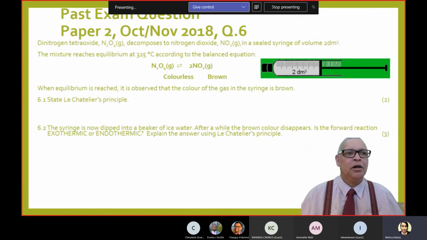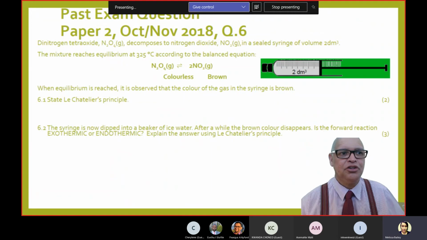Right, now, moving on, grade 12s. We've got a few minutes left for our program this morning. Here's another question. You may want to write this one down. This is from the October-November 2018 paper, right? Paper 2, so that's 2 years ago.